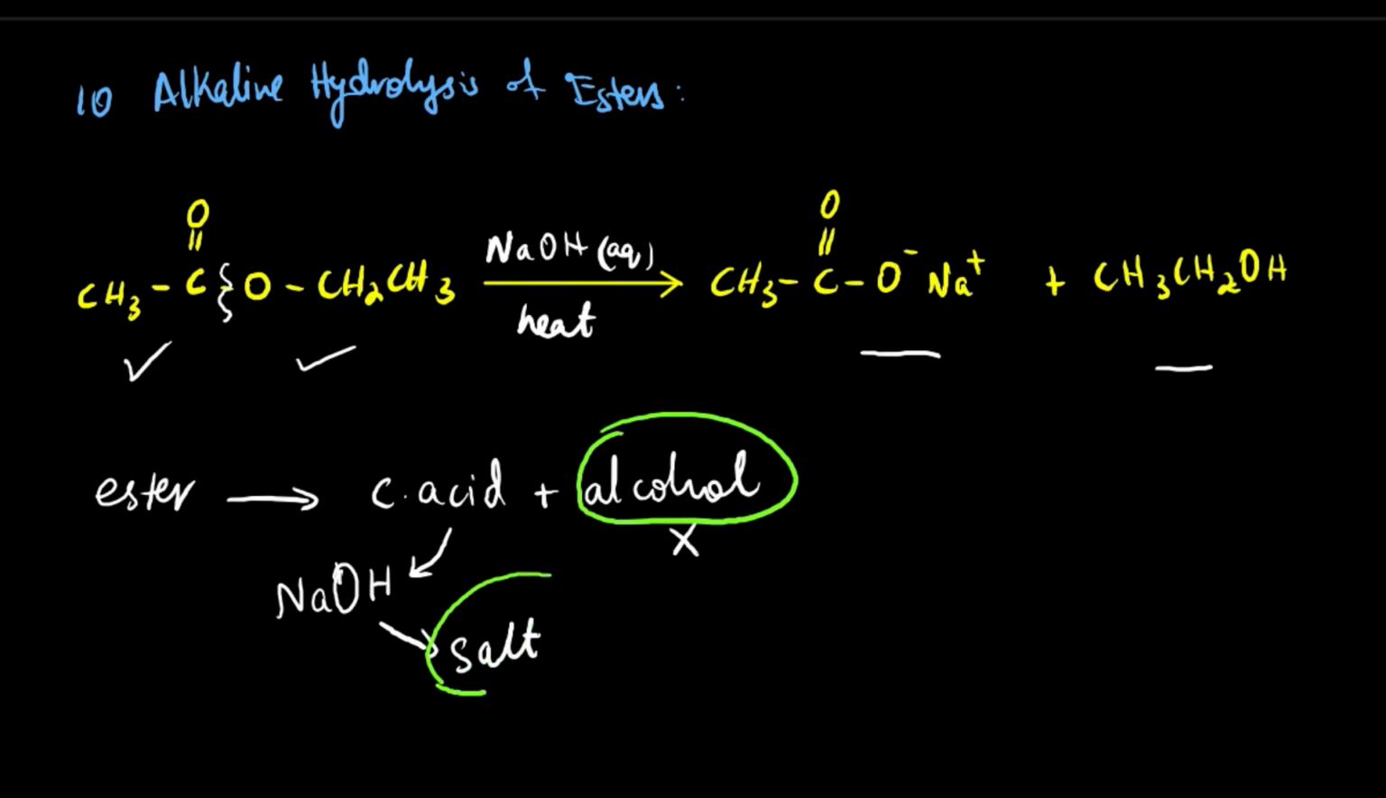We are getting a salt because the carboxylic acid is formed, but it further reacts with the alkali and forms a salt. So that is why we are getting a salt and an alcohol, right? Alkaline hydrolysis of esters will form a carboxylic acid and an alcohol, but the acid goes ahead and reacts further with the NaOH to form a salt, and we have alcohol as a byproduct also. So in the equation you will see that there is a salt and there is an alcohol, and that is all that you need to know about alkaline hydrolysis.